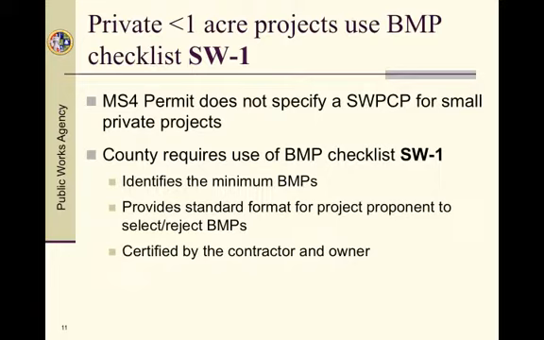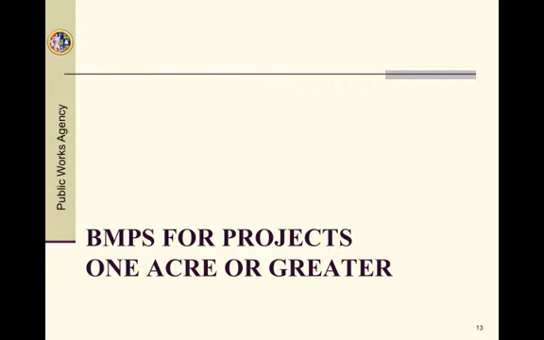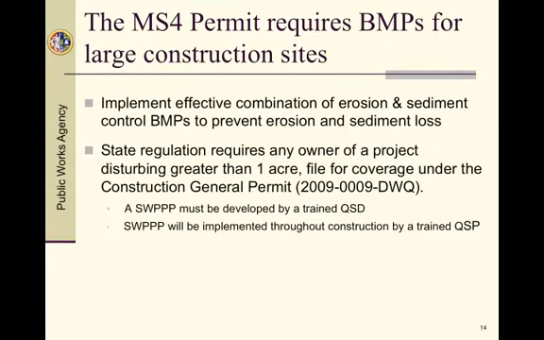For BMPs and projects that are 1 acre or greater, the MS4 permit requires additional BMPs for larger construction sites. This is to implement an effective combination of erosion and sediment control BMPs to prevent erosion and sediment loss. And the state regulation requires any owner of a project disturbing greater than 1 acre to file for coverage under the Construction General Permit as well, which is a standard SWPPP, and that must be developed by a qualified SWPPP developer and implemented throughout construction by a QSP.